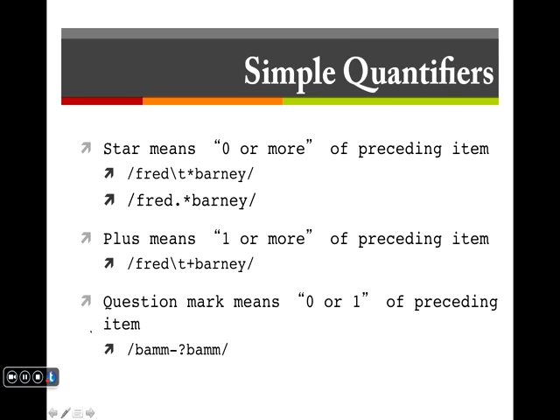And here, for example, Fred dot star Barney, 0 or more, so that means Fred Barney without a dot, then Fred dot Barney, then Fred dot dot Barney, etc. Now, how about if you want to make it explicitly appear at least one time? So you use a plus instead. So here I'm saying either Fred tab Barney, Fred tab tab Barney, etc.